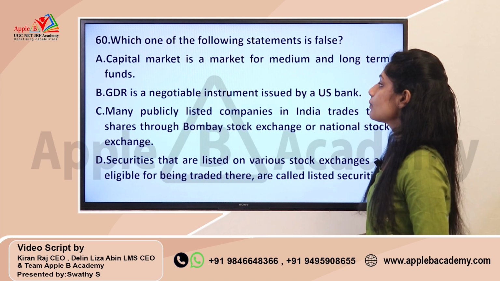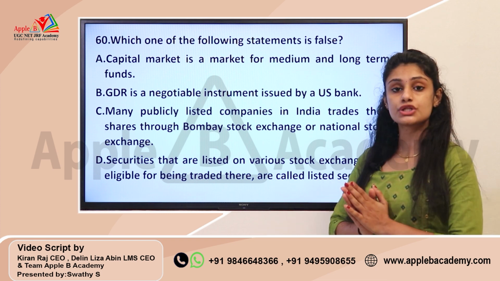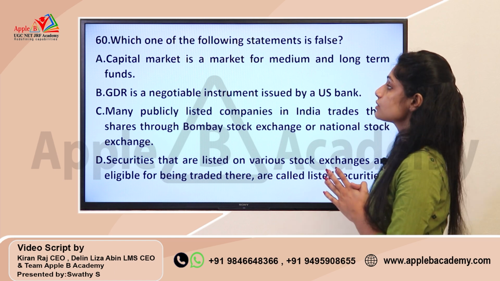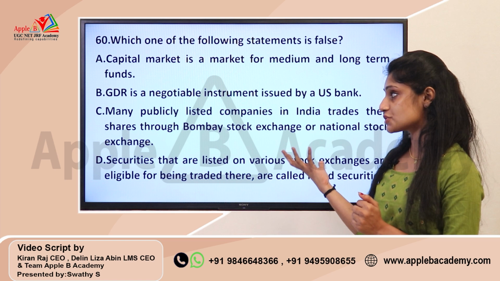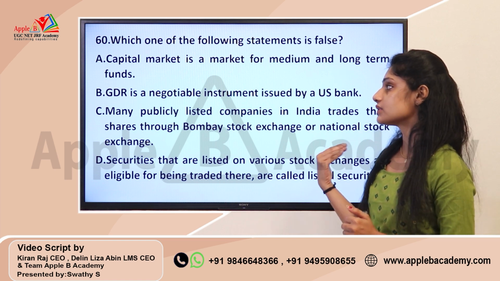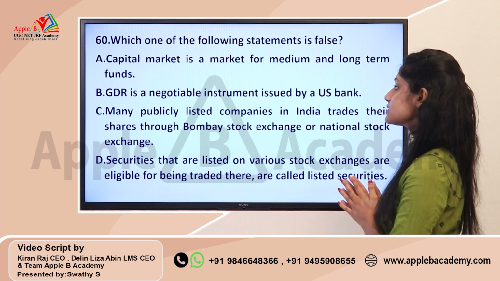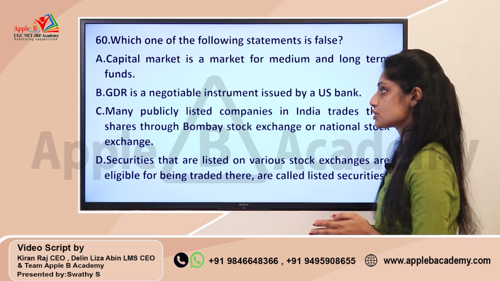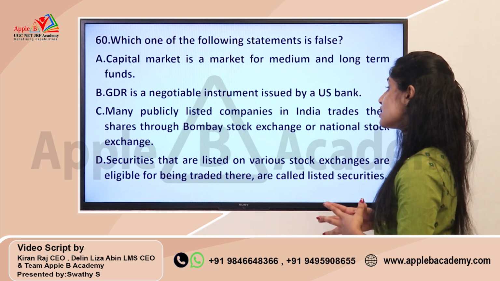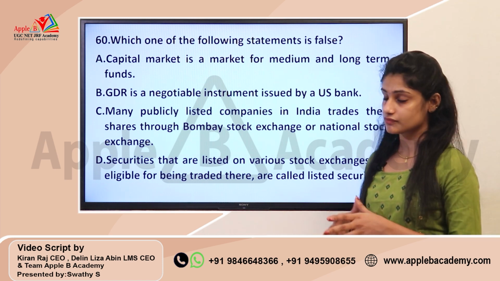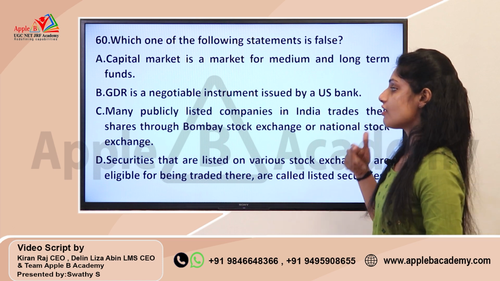Okay. Question number 60. Which one of the following statements is false? So, you need to identify the wrong statement. This is from business finance, and you can also include this area in banking. We are dealing with the capital market and banking area. Option A, capital market is a market for medium and long term funds. That is correct. B, GDR is a negotiable instrument issued by a US bank, which is wrong. That will be the correct answer because you need to identify the false statement.